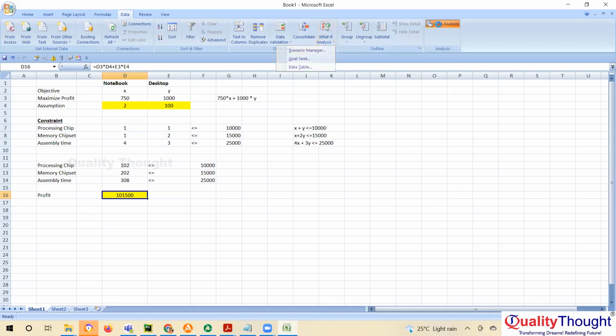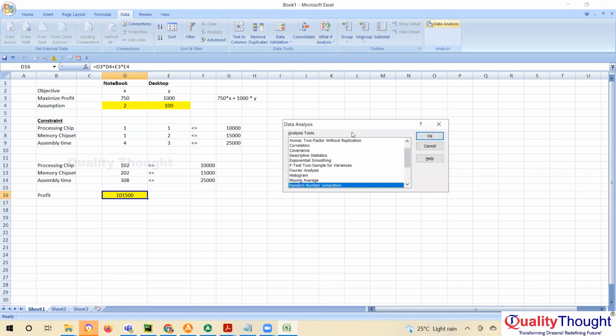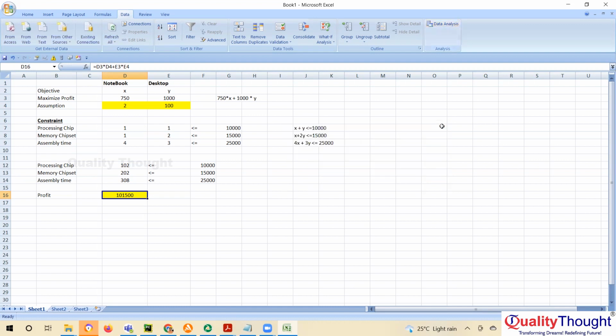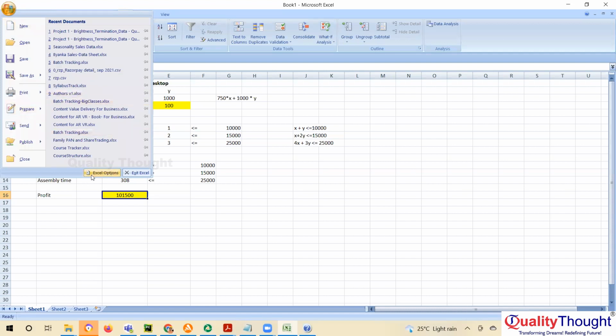You have data analysis, and you need solver. It's called solver. If you don't find it here, by default it may not be added on your Excel. So you need to go to add-ins, Excel options.